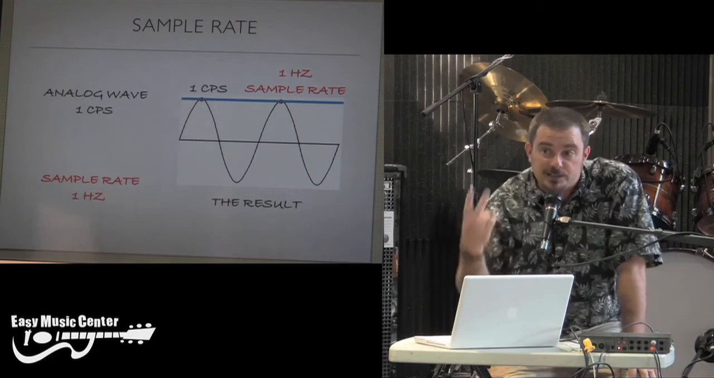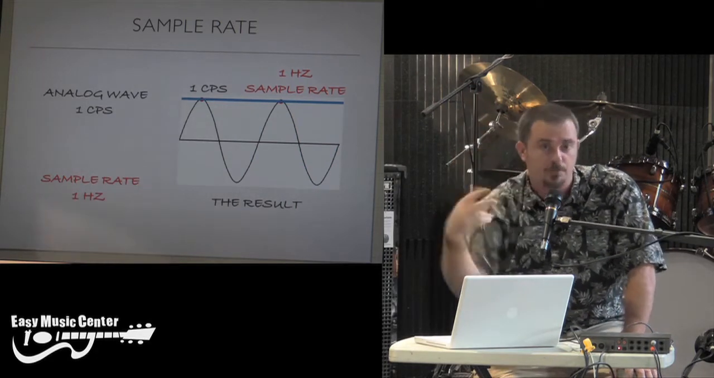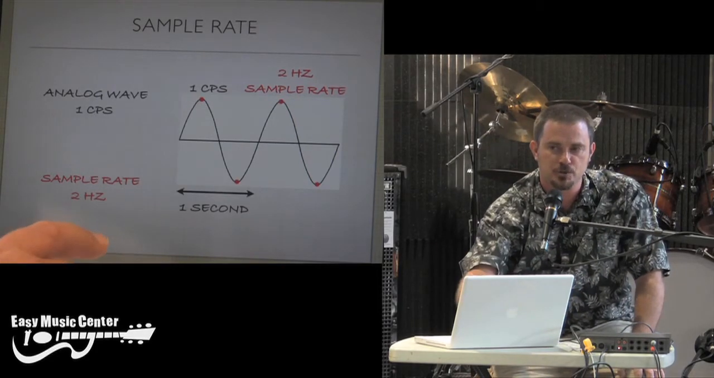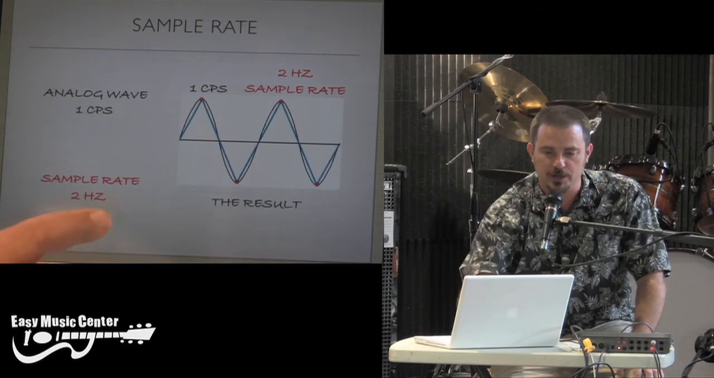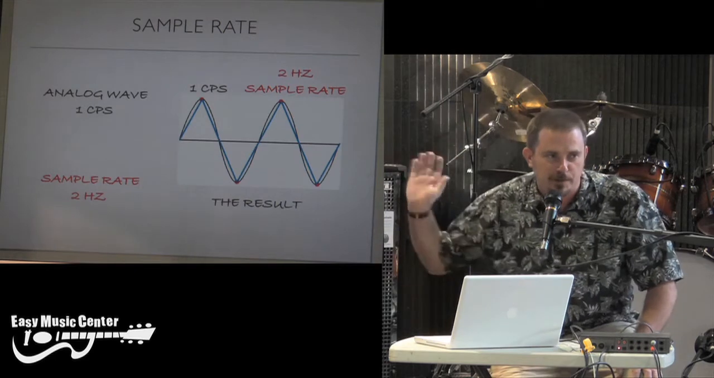With sampling, we need at least two pictures. We've got to capture the up and the down per cycle. So the minimum sample rate was what? 2. If we have 1 CPS, we've got to have at least 2. So what do we get? Hey, we get movement, my goofy arm moving up and down.